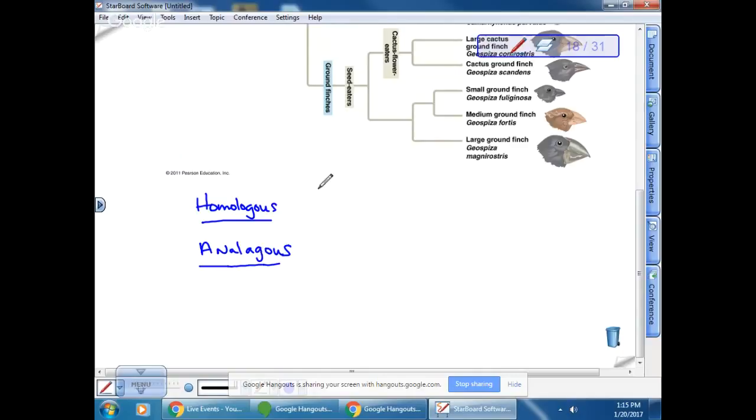Analogous means same function, right? So in this case, it would be, for example, feeding, right? So they use their beak to feed, right? Maybe you would say, well, one uses it to crack seeds, where one uses it to probe underneath bark to get insects, but it's all feeding, right? So the same function. Now, when we look at some traits, they are homologous, but not analogous, right?